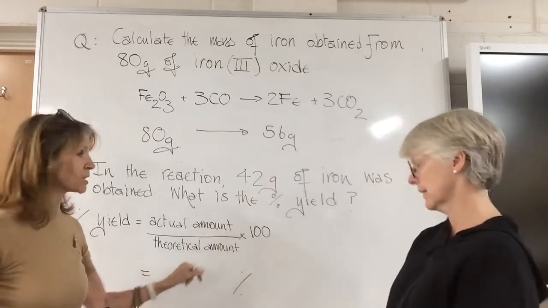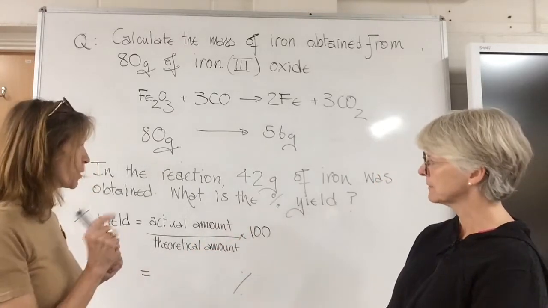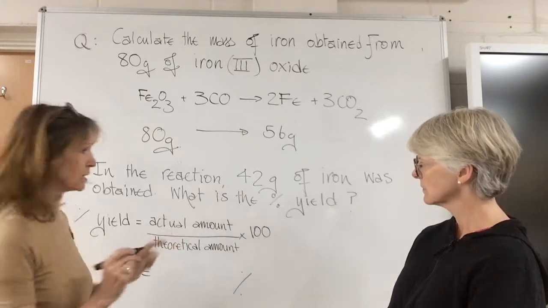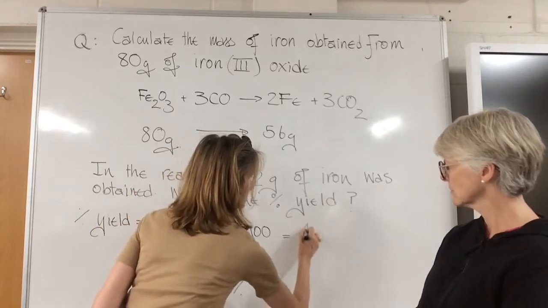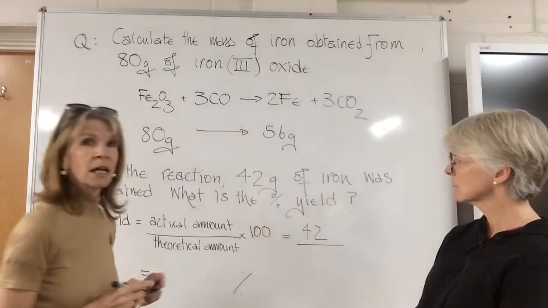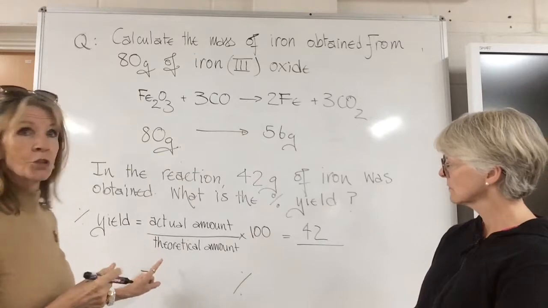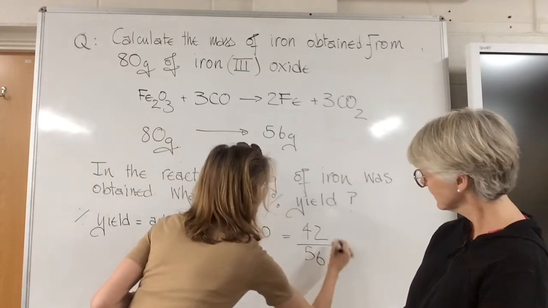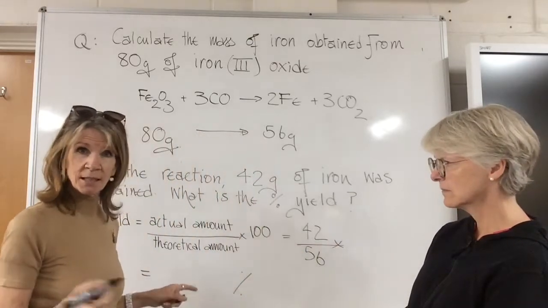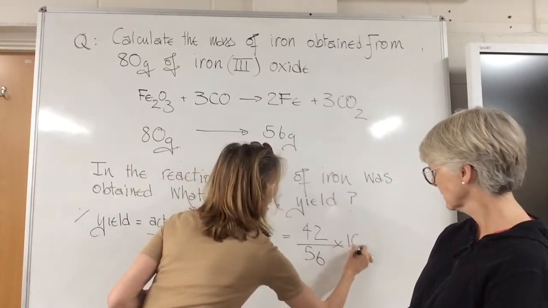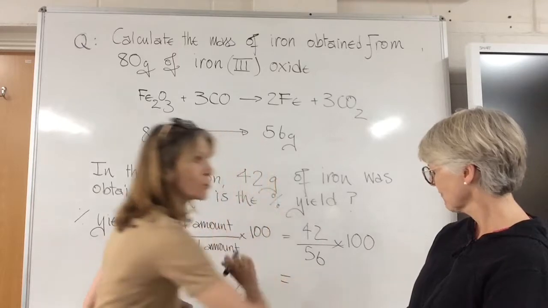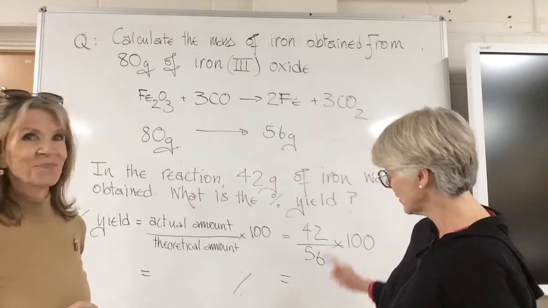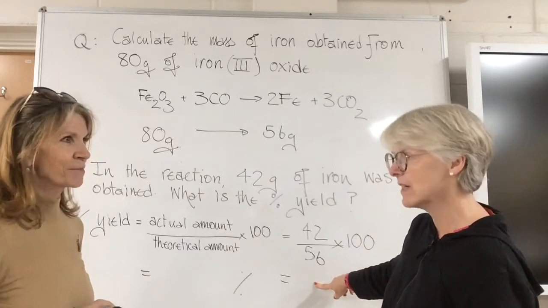The percentage yield from a calculation is the actual amount obtained over the theoretical amount, which is the maximum amount, times 100. Okay. So in this case, the actual amount you obtained was 42 over the theoretical amount, which is 100% yield, which was 56. Then you multiply it by 100 because it says percentage. And Dr. Bourne, I think you could calculate this. I can do this one in my head, but I would use a calculator if I needed to, and that will be 75%.